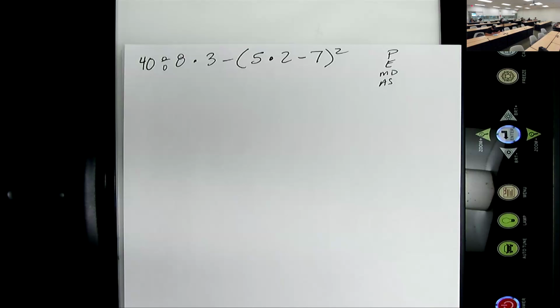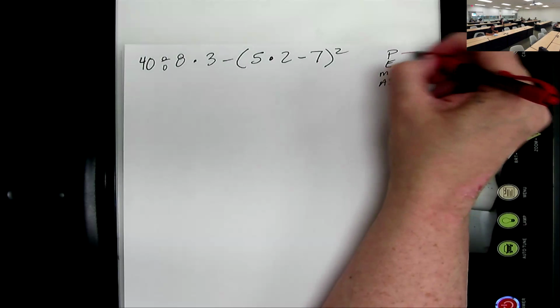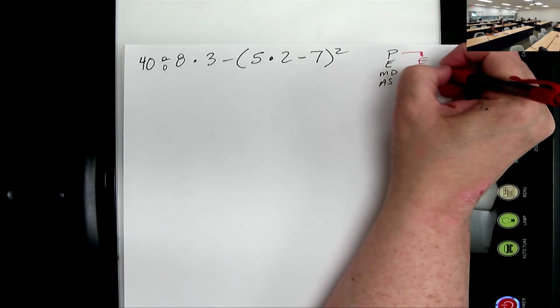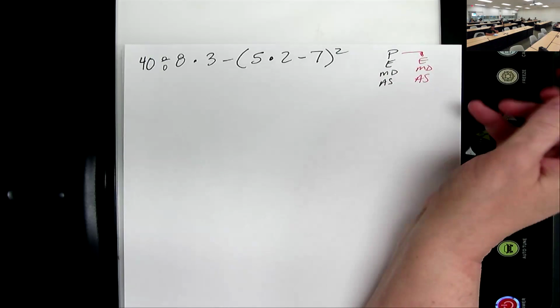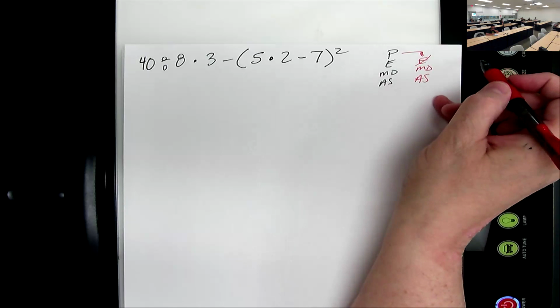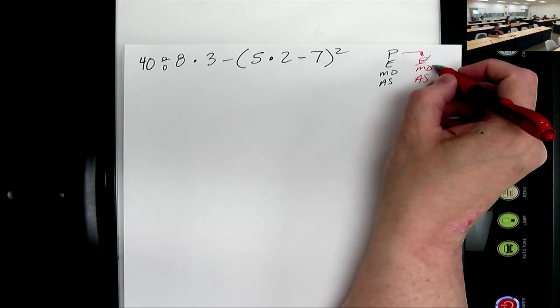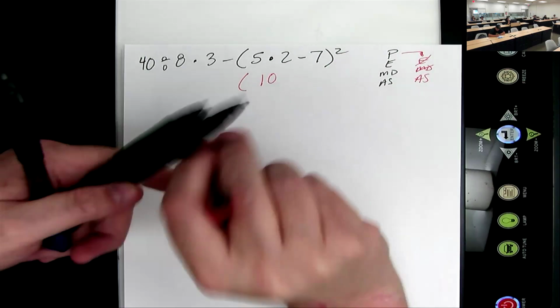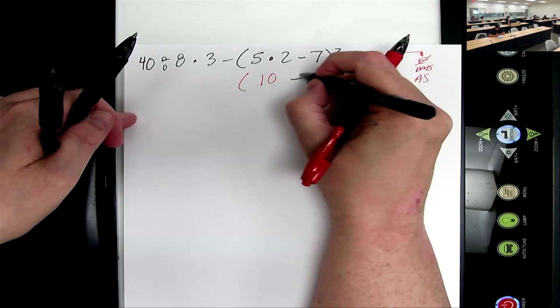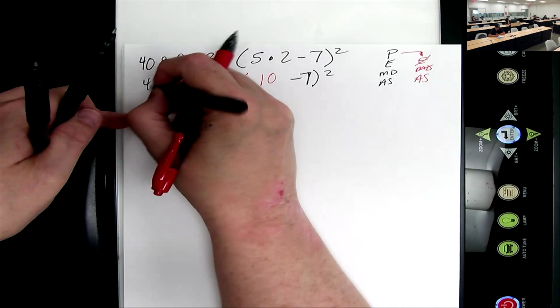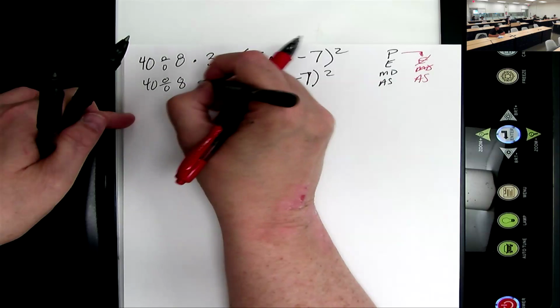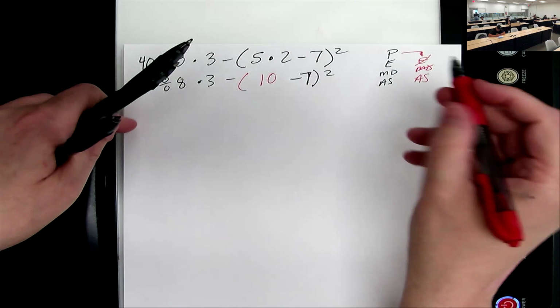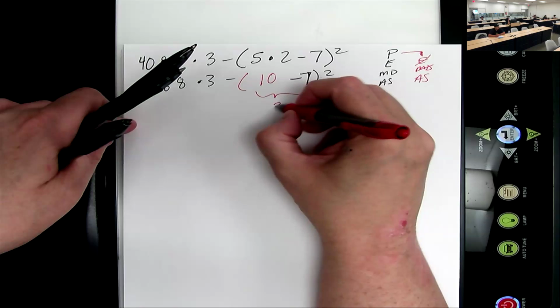All right, we want to do parentheses first, which means do the actions inside the parentheses. Basically following the rest of the order. There's no exponent inside it. There is multiplication and division. So 5 times 2 is 10. And then 10 minus 7 is 3.